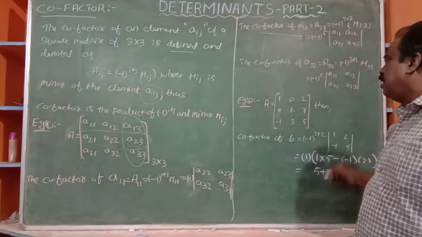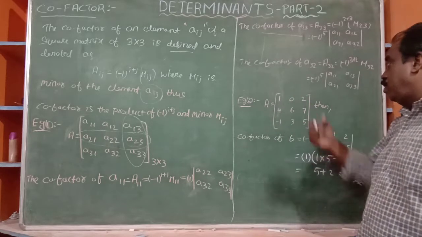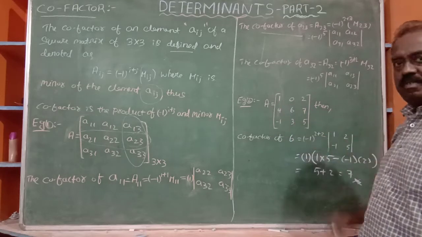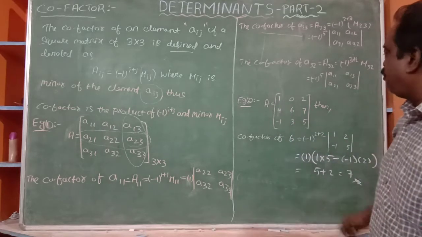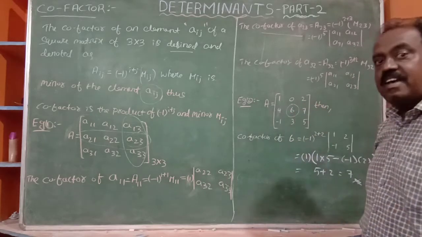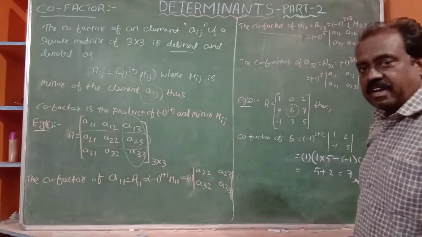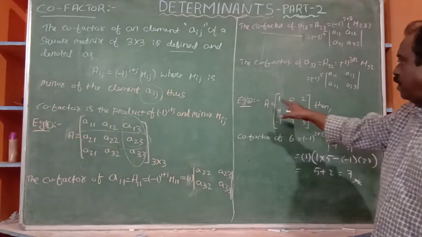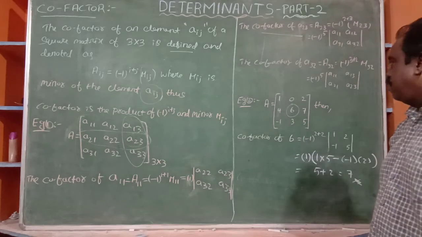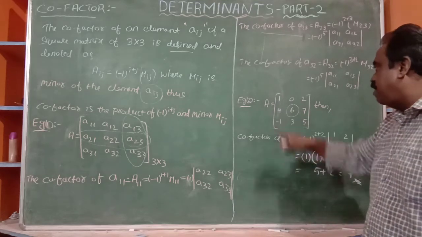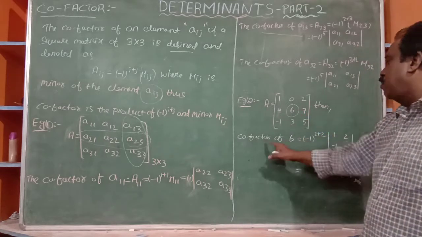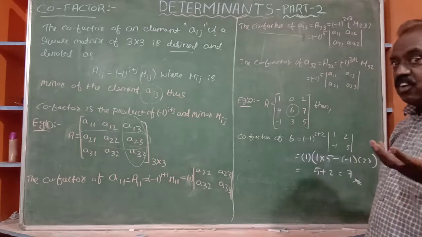Now, with numbers, I want to tell one more example. Capital A is equal to 1, 0, 2, 4, 6, 7, minus 1, 3, 5. Now, the cofactor of 6. I am taking the element 6. For all elements, the cofactors are there. In some other concept after this one, we have to find the cofactors for all elements of the given matrix. So not only for 6, not only for 3, not only for 5, for all elements we have to find. For example, for the element 6, try to understand.